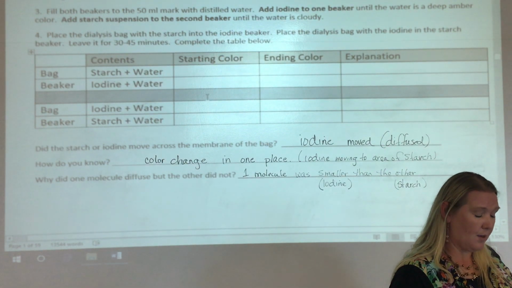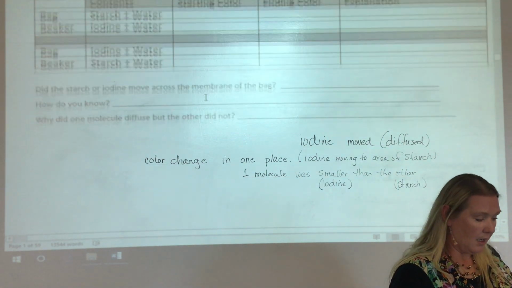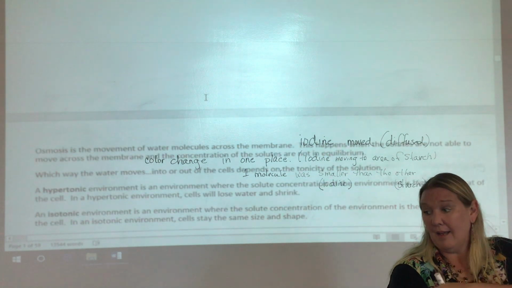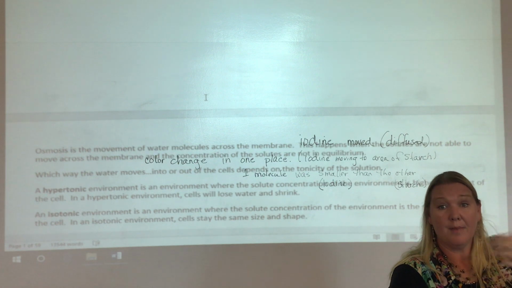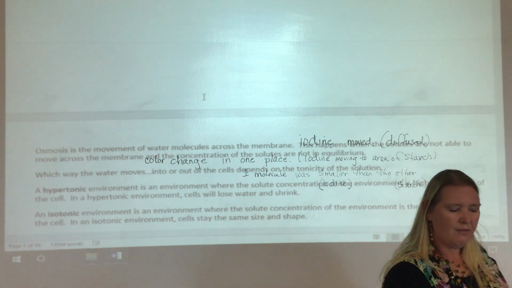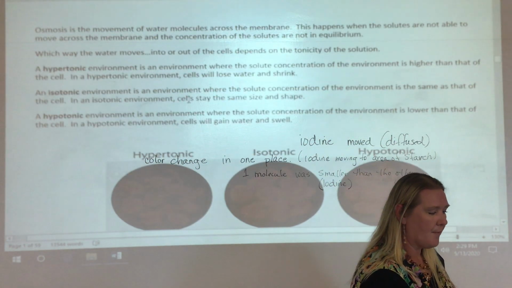Or occurring, right? So sometimes molecules may be too big to diffuse by passive transport. So maybe that starch molecule needed ATP. Maybe it needed to be active. There's a lot of ifs that we can go through with that.